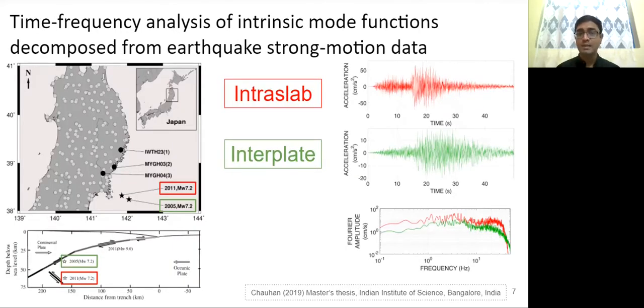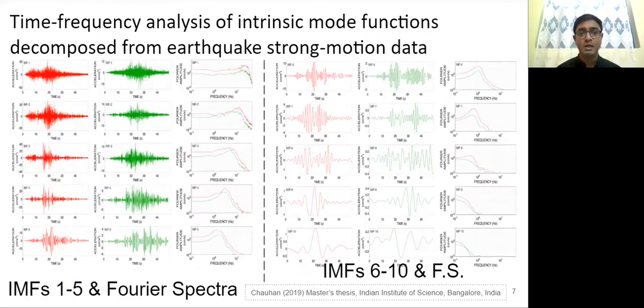In a preliminary study, Chauhan 2019 applied EMD to strong motion data from 2 earthquakes in the Japan Trench, an intraslab and interplate event. The figure shows the decomposed IMFs for the 2 events, with their corresponding Fourier spectra on the right showing a decrease in frequency towards the higher IMFs. The Fourier spectra also show consistently higher spectral amplitudes for the intraslab event on the left, which is in red.